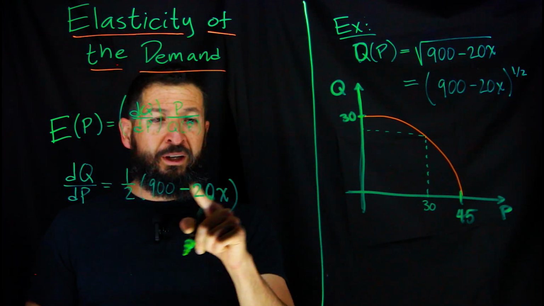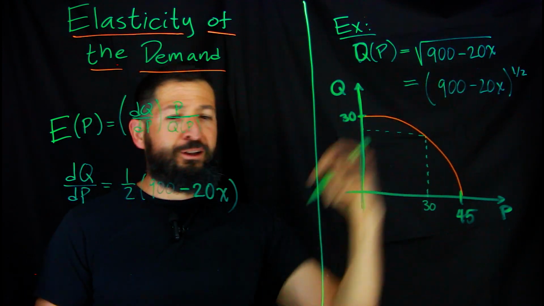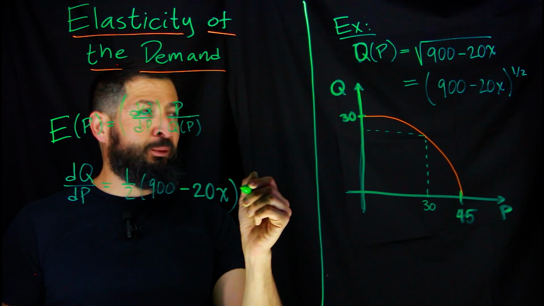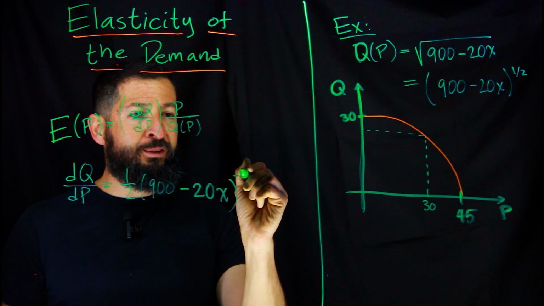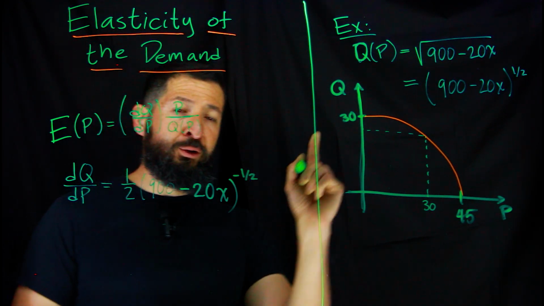All right, so you're going to be dropping the 1/2, copying the inside, and then raising it to the power of 1/2 minus 1, which is negative 1/2. But you're not done.